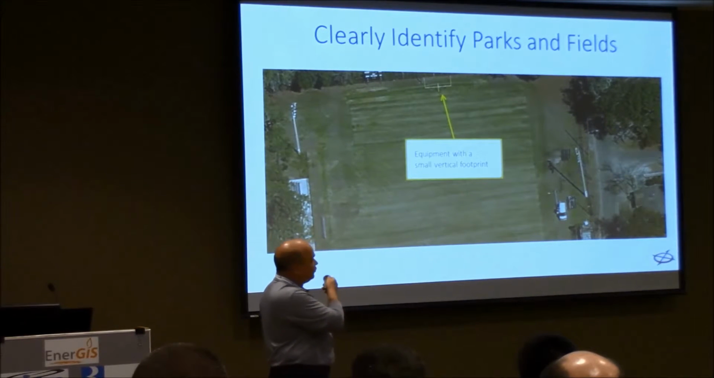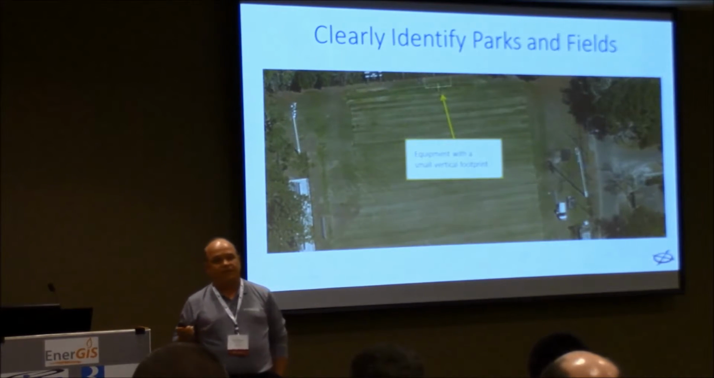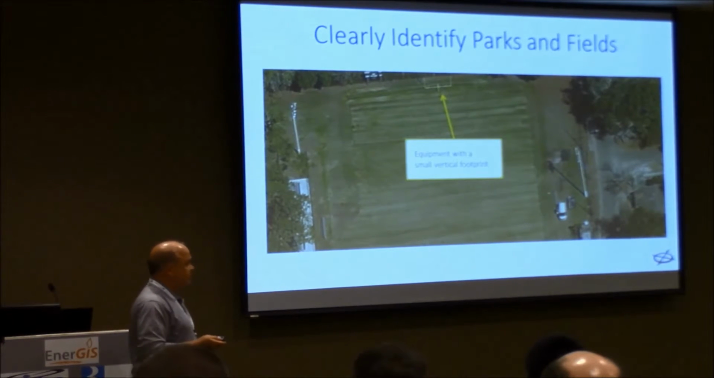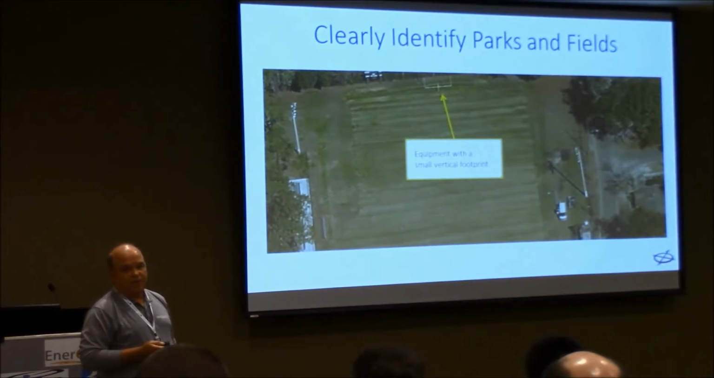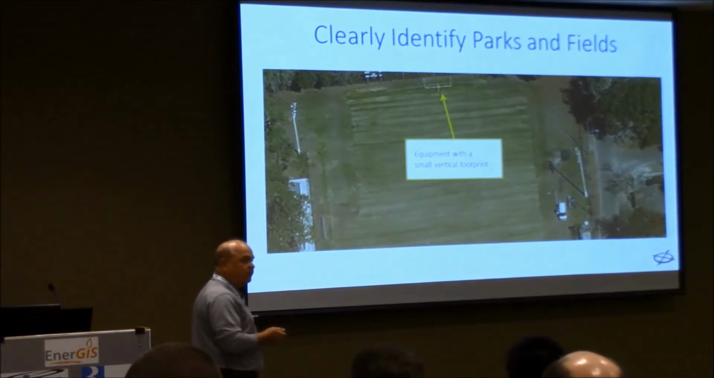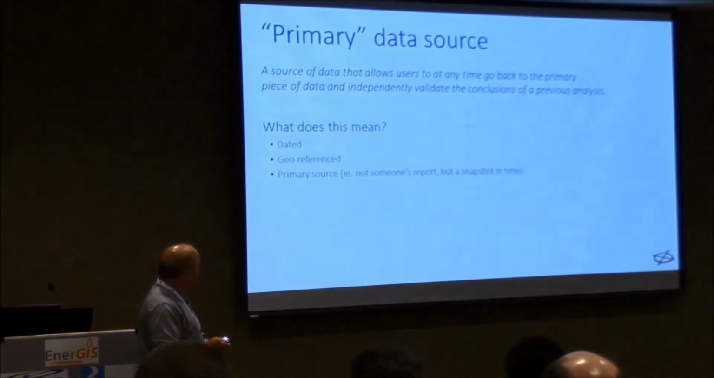Same with finding small equipment pieces that give you indication of what's on the ground. Here we have a crossbar for a football field. You know immediately that's going to be a place of congregation. So you're going to have to do something about that, right?